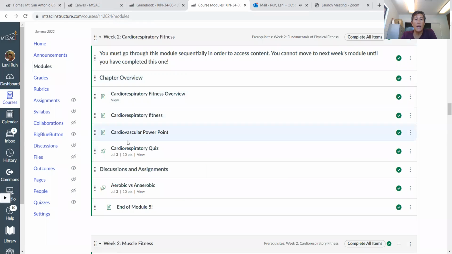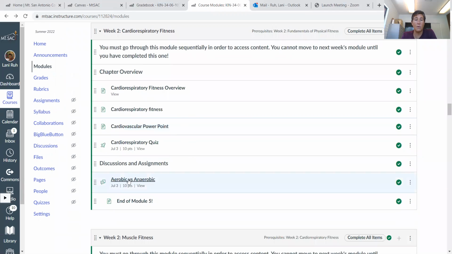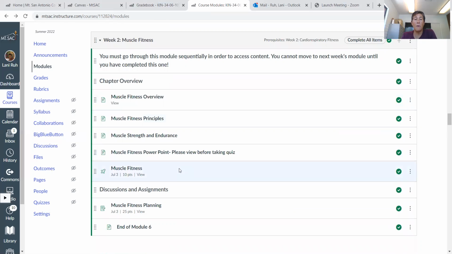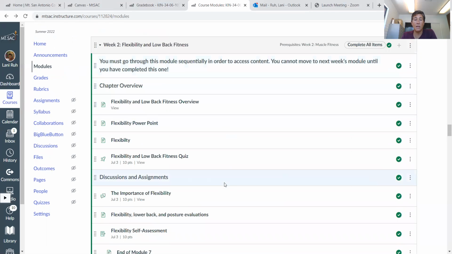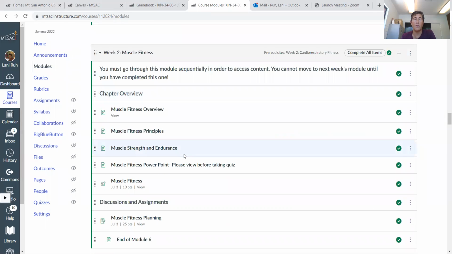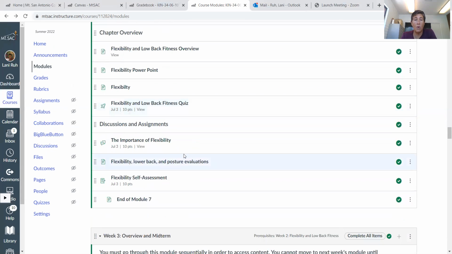Okay, and then we're going to look at our cardiorespiratory fitness. So you're going to talk about anaerobic versus aerobic for your discussion there. We're going to also talk about muscle fitness. So we're going to do a muscle fitness planning activity. And then we're going to talk about flexibility. So all of these components, as you'll see, are health-related fitness components. So cardiovascular, your flexibility, your muscle endurance and strength, all those things are part of that. Okay, so you're going to go all over that.